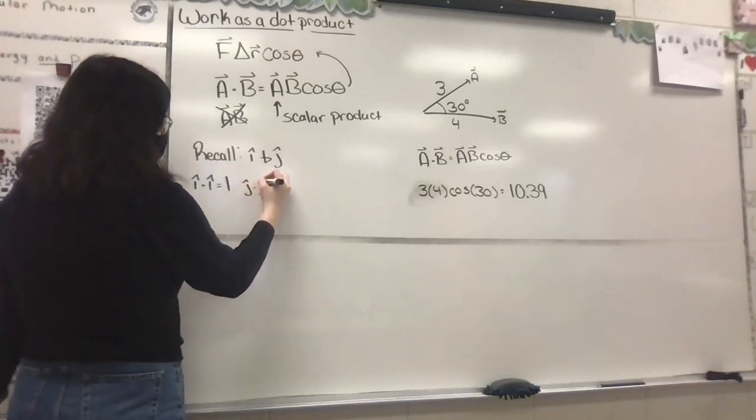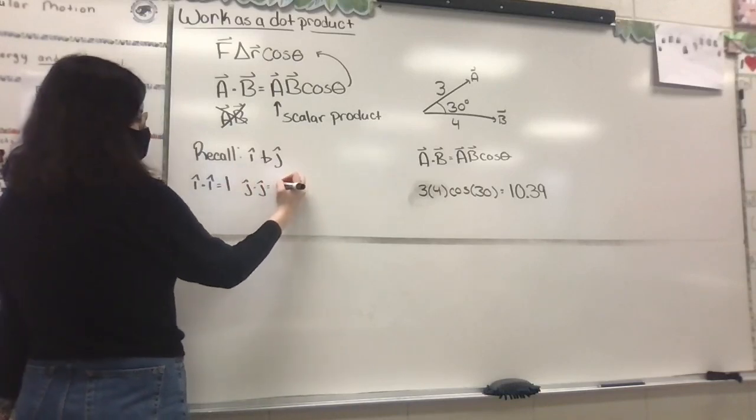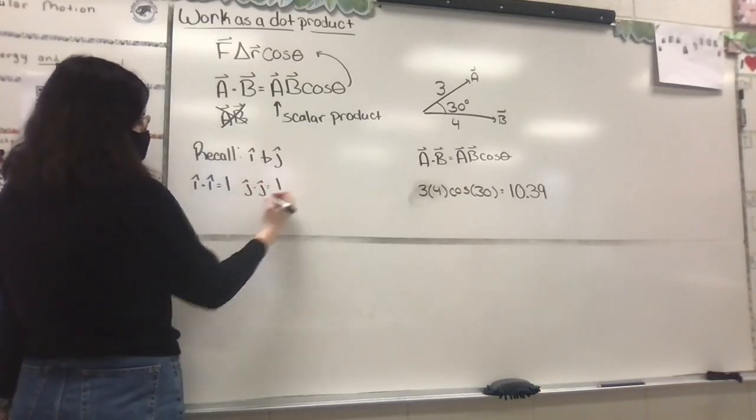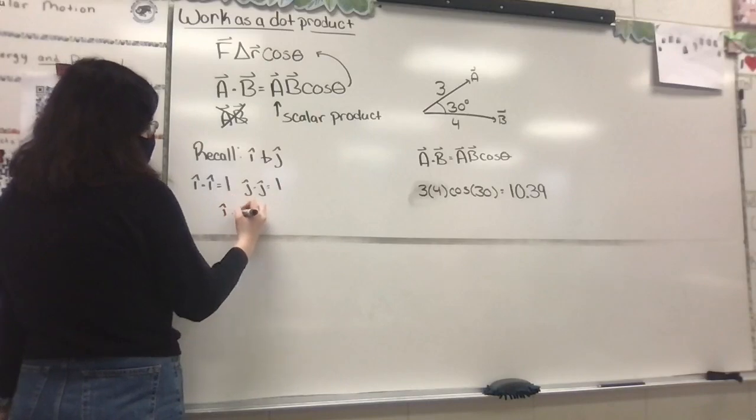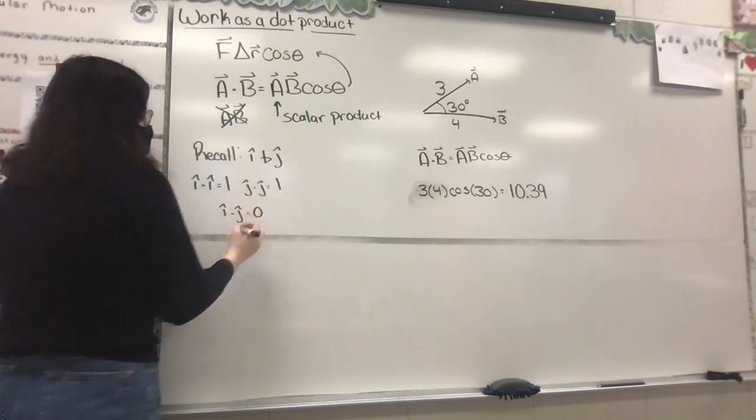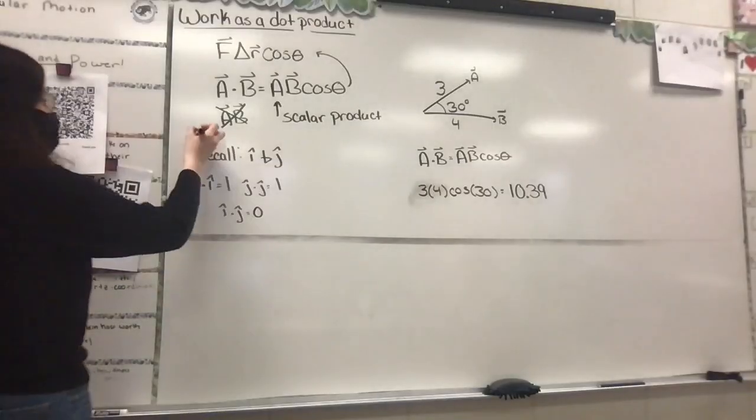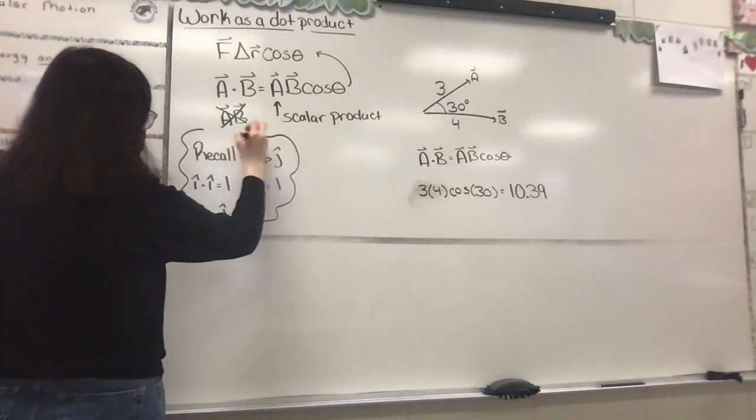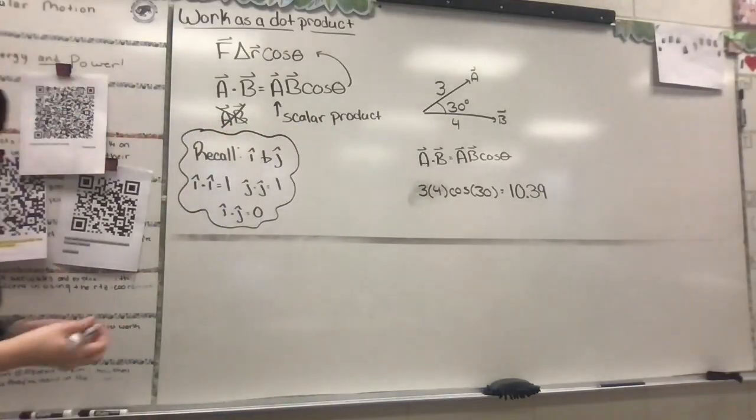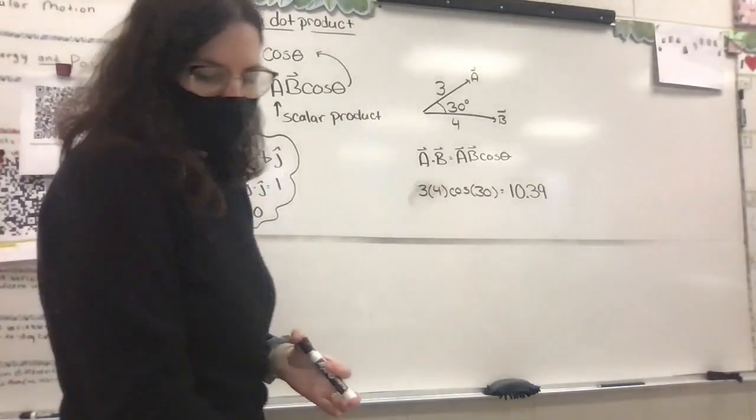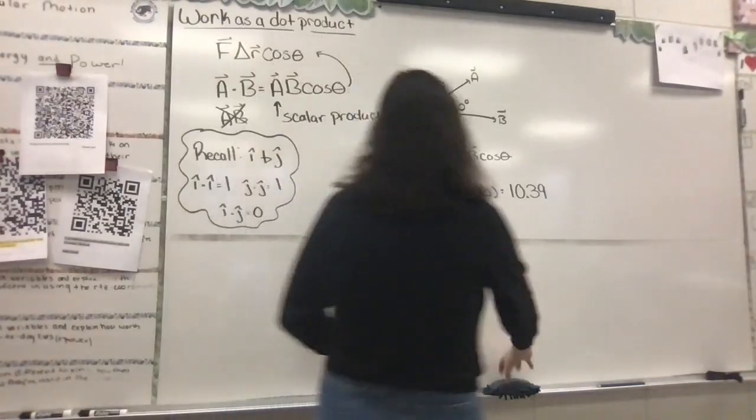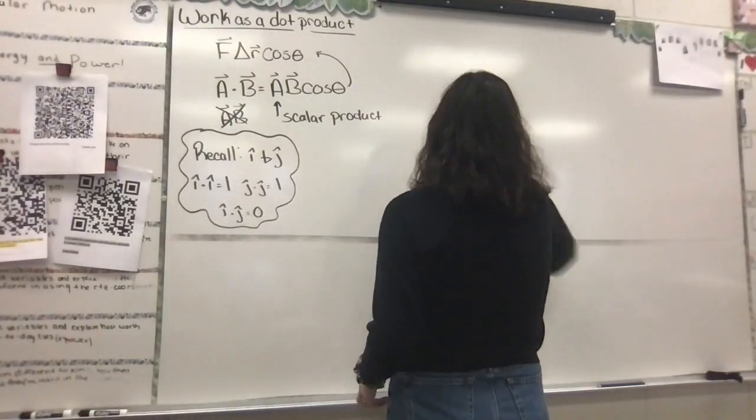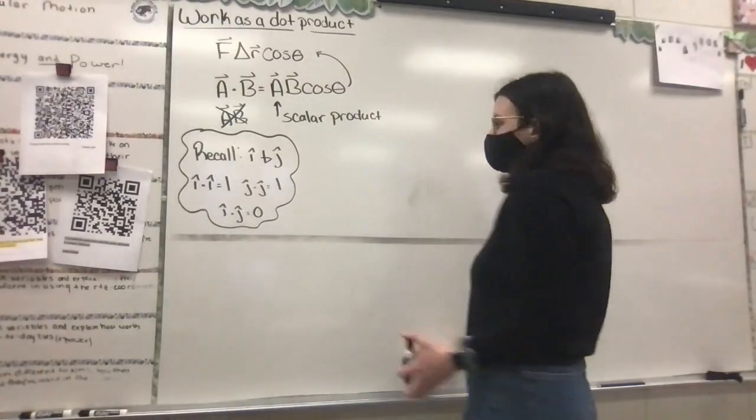What about a j hat and a j hat? 1. What about an i hat and a j hat? That's going to be 0. So we're going to want to keep this over here to remember that while we continue talking about some ideas behind the dot product.